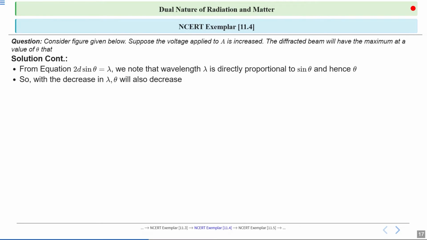So if the wavelength lambda decreases, sine theta must also decrease, which means theta itself gets smaller. This is a direct relationship. Smaller wavelength leads to a smaller diffraction angle.